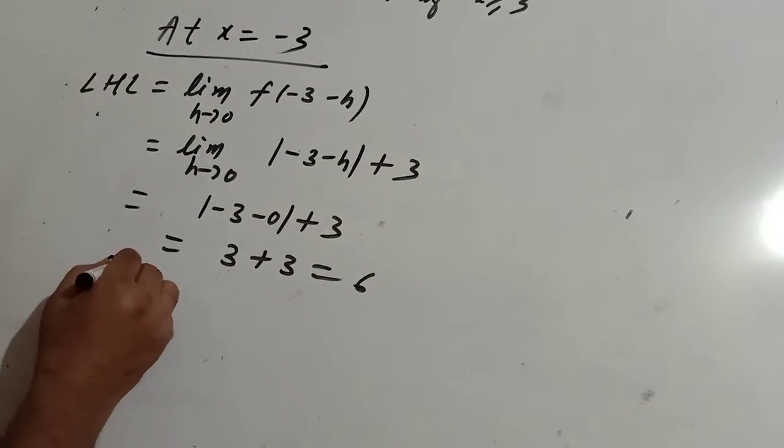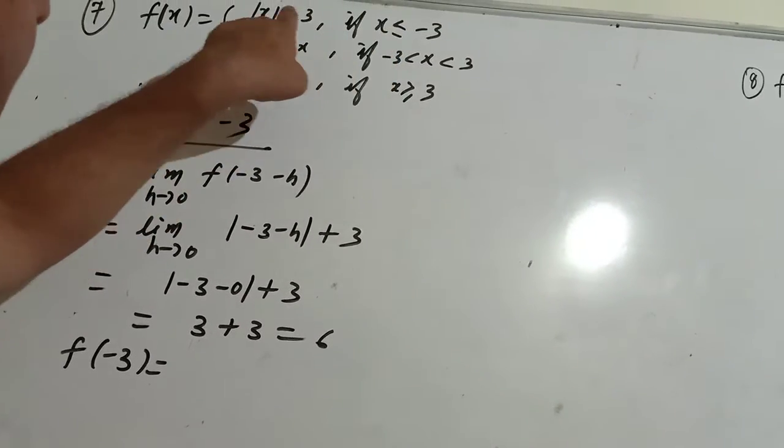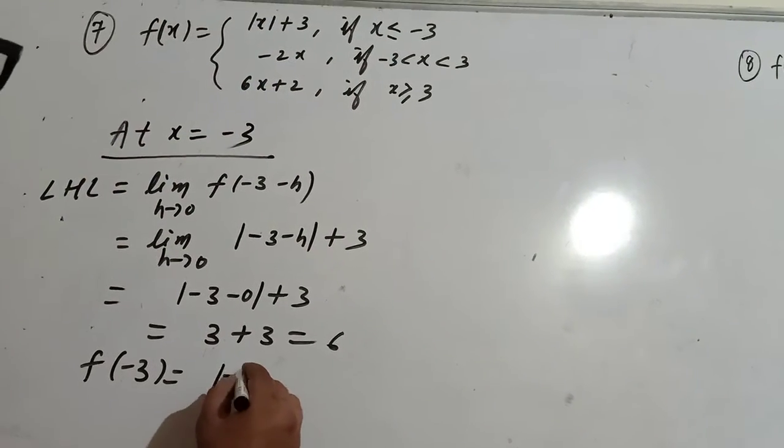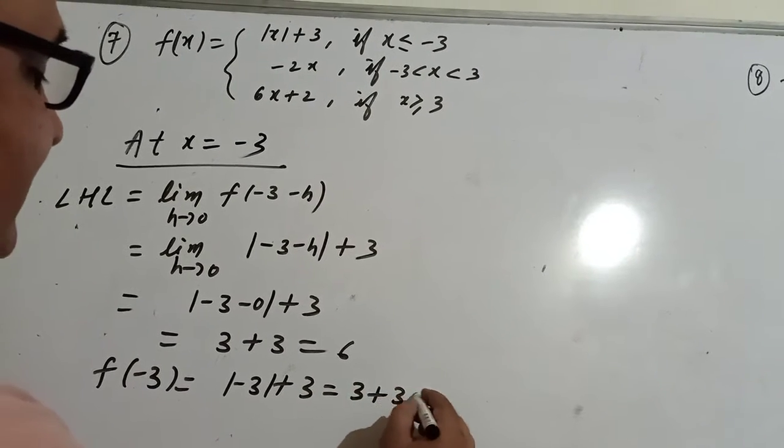And f of minus 3, at x equal to minus 3, we have to take the same function. Mod minus 3 plus 3. Mod minus 3 is 3. 3 plus 3 is 6.